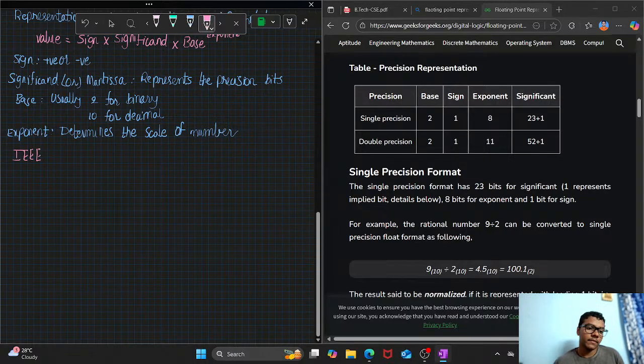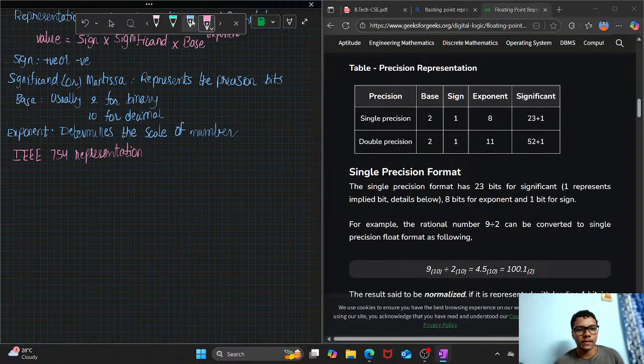And the IEEE 754 representation. If you use more technical words, then the examiner is going to understand that you have understood the concept. So writing this wouldn't hurt, right?